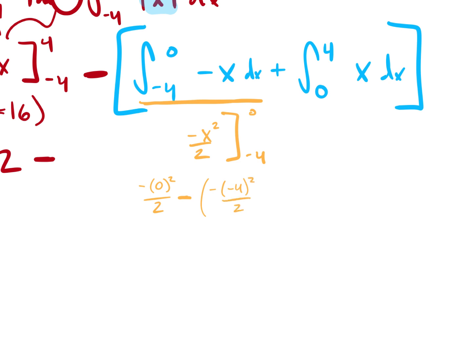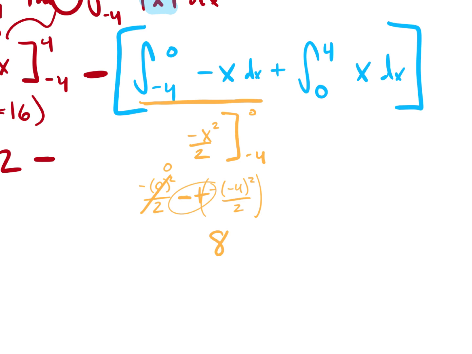So negative 4 squared would be 16. The negative out front makes it negative 16 over 2. So it would be negative 8. Then we have another negative there, so that makes it a positive. So this would be positive 8. Because this was just 0.